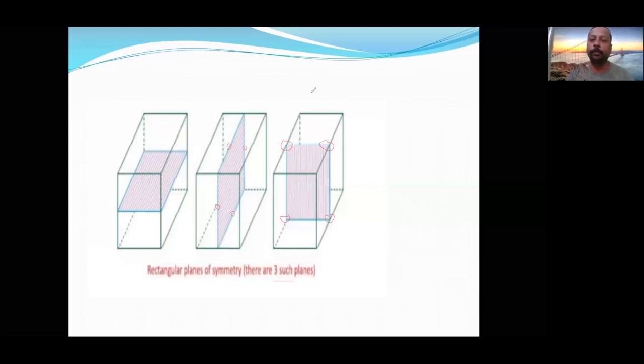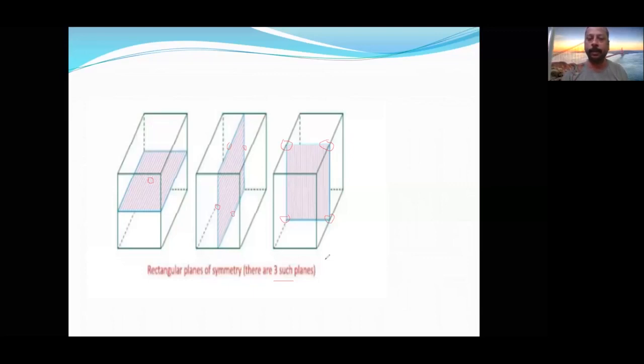Is this understood? Here I have pointed out the three types of lattice points through which it passes. This is the body center, these are the face centers, and these are the edge centers. That means the rectangular plane of symmetry passes through one body center, four face centers, and four edge centers. Is that clear? This is only one point we are studying, and many points are there.